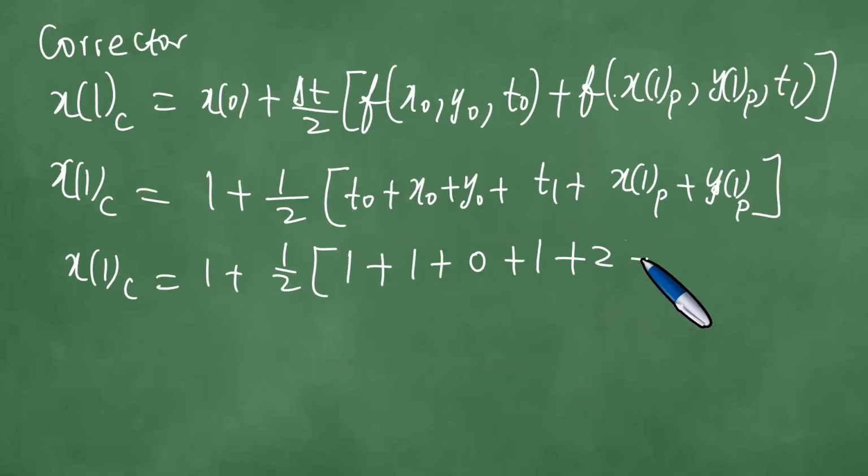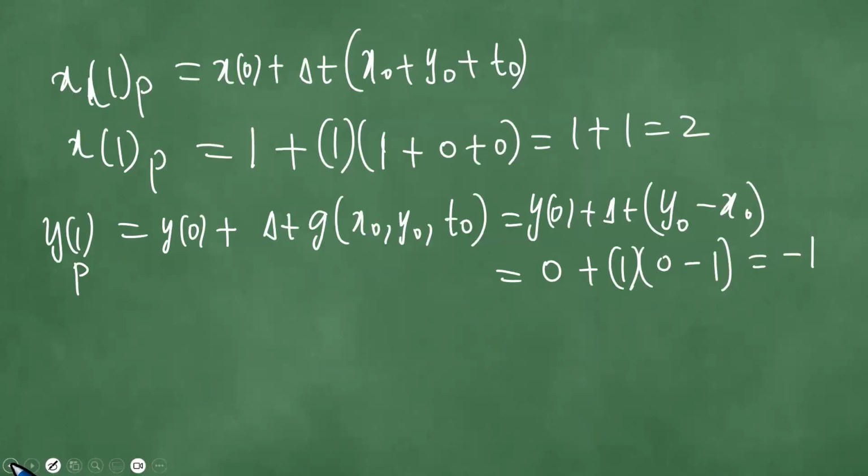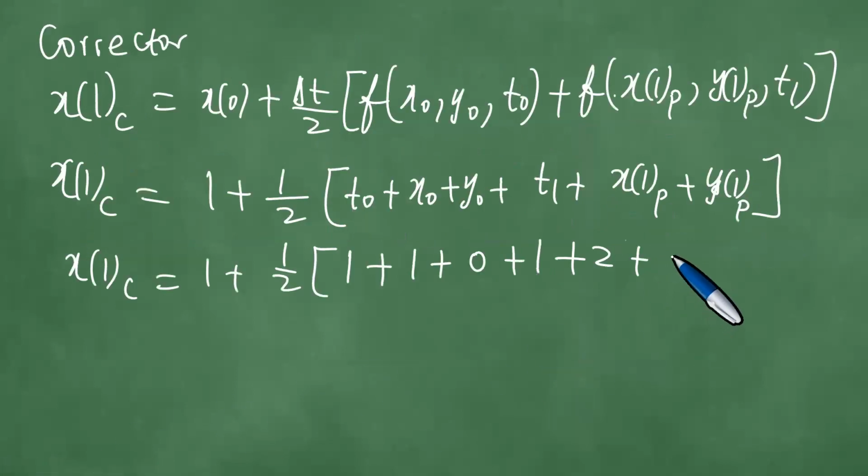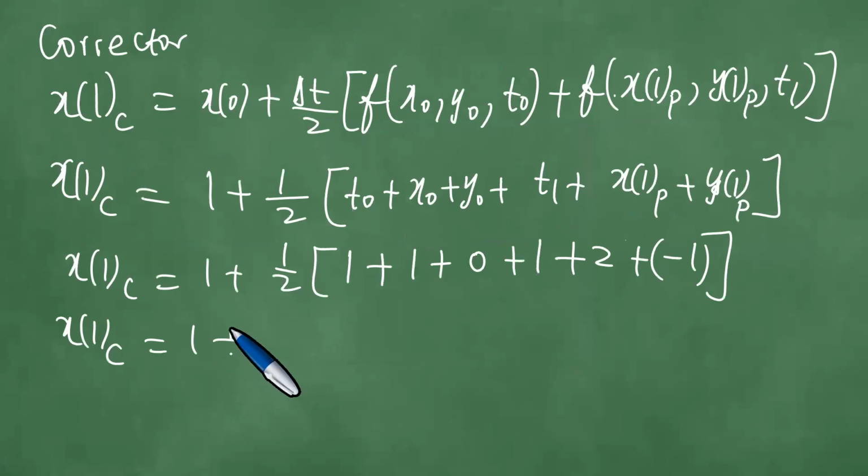So X1 predictor is 2. What is Y1 predictor? Y1 predictor is minus 1. Like so. X1 corrector: 1 plus 1/2. So what is this? 1, 2, 3. 3 plus 2. Right, so you have 3 plus 2.